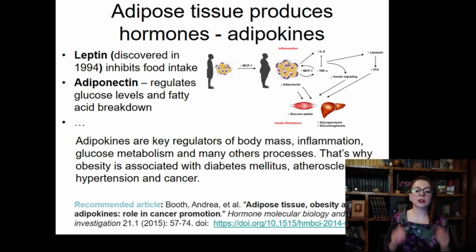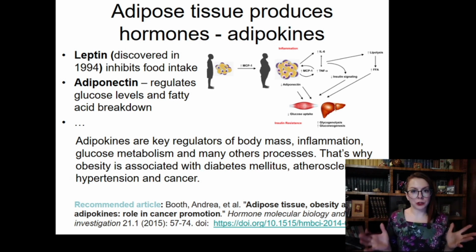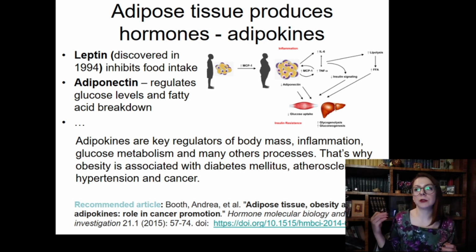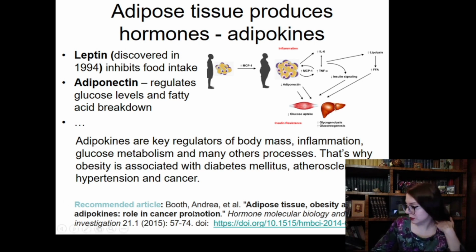That's why an increased amount of adipose tissue makes people prone not only to obesity, but to atherosclerosis, hypertension, diabetes mellitus, and even cancer, as it is written here. This article is recommended to read in case you are interested in this problem. So why is obesity so dangerous?